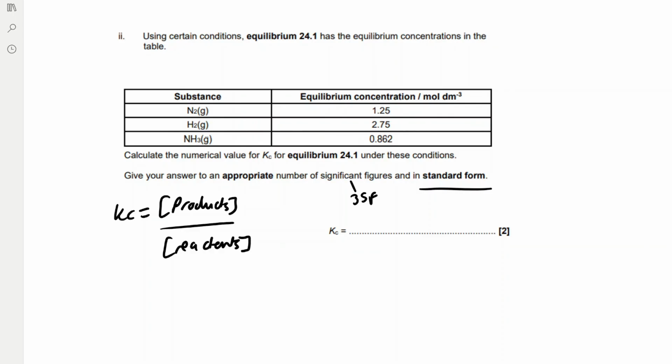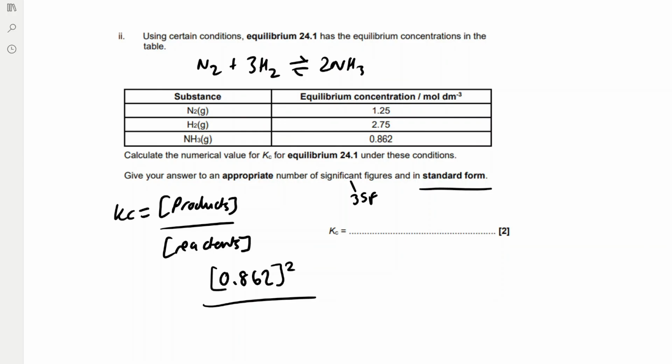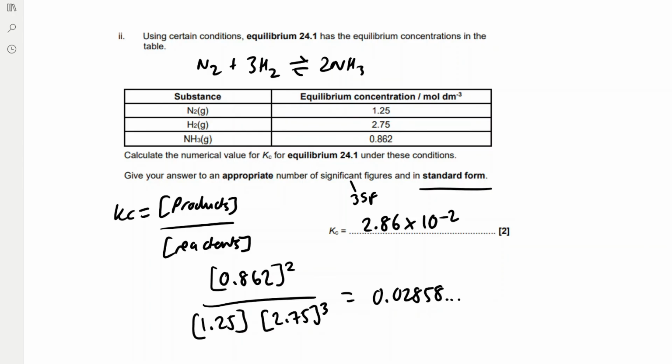So remembering that the formula for the Kc is the concentration of the products divided by the concentration of the reactants. So our product is ammonia, so that's going to be 0.862 mole per dm cubed. Not forgetting that we need to square it, because in the equation, remember, we have 2 moles of ammonia, and then we need to divide it by the concentration of nitrogen, which is 1.25 mole per dm cubed, and that's just to the power of 1, and then we have hydrogen, which is going to be 2.75 to the power of 3. And then if you put that into the calculator, you get 0.02858. And then you convert to 3 significant figures and standard form. That's 2.86 times 10 to the minus 2.